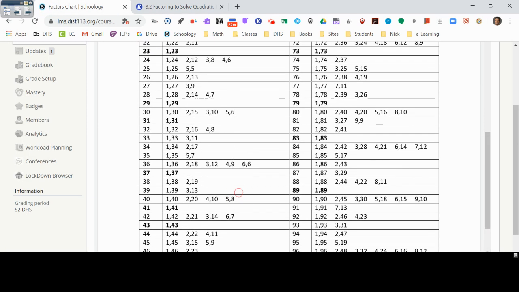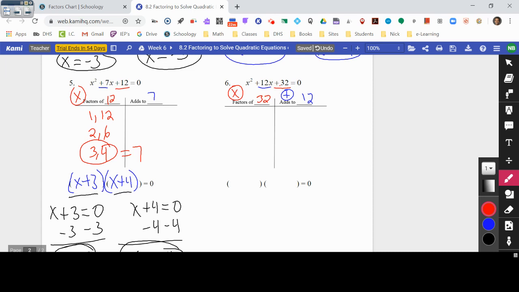Again, I'm going to reference my factors chart here. I got 1 and 32, 2 and 16, and 4 and 8. And when I do that, I should see that 4 plus 8 is equal to 12. So that's my factored pair that I'm going to use to factor this. So we can say that x plus 4 times x plus 8 is equal to 0.